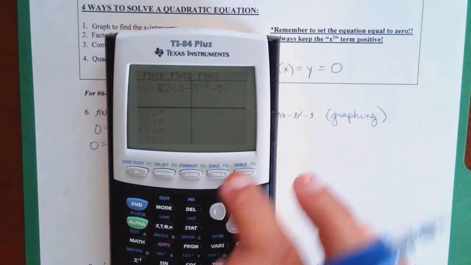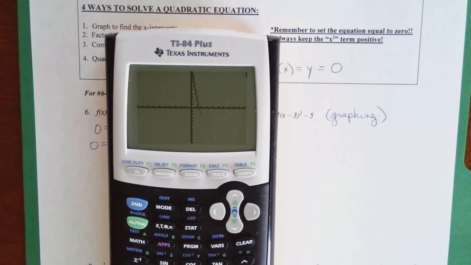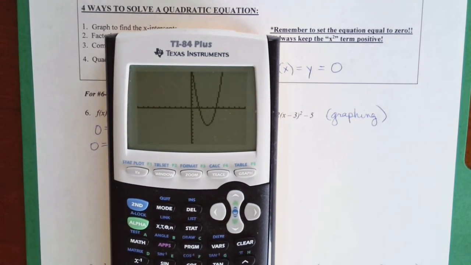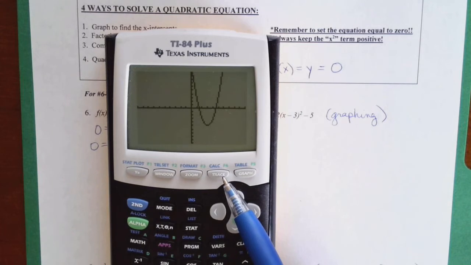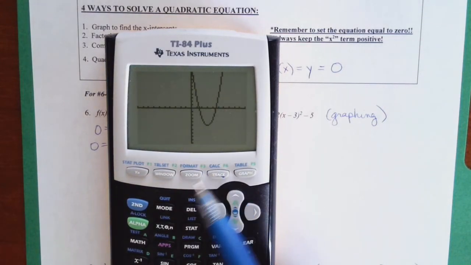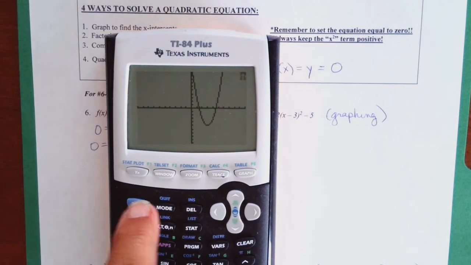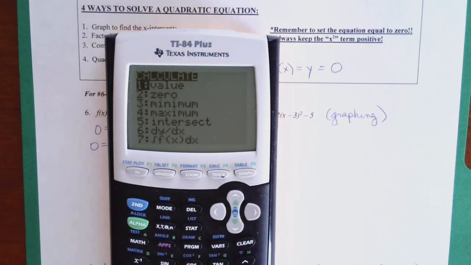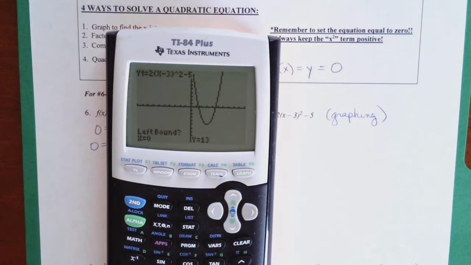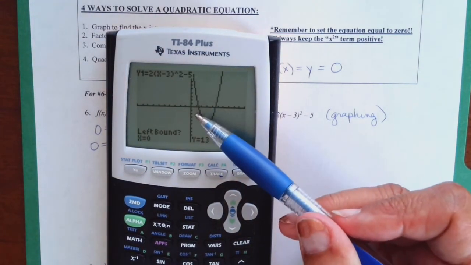Graph it. All right. Now, you can't just estimate these answers. They got to be exact. So we're going to use the calc menu, which is under trace. Second trace, right? Calc up here. So we're going to hit second trace. And then we want to find the zeros. That's where your x-intercepts are. So you're going to hit 2. And you have to do this 2 times. So let's find this one first.